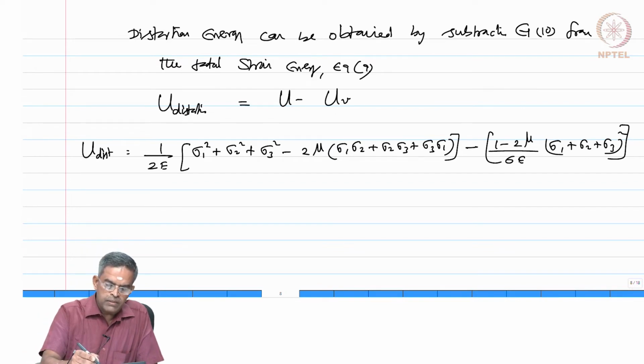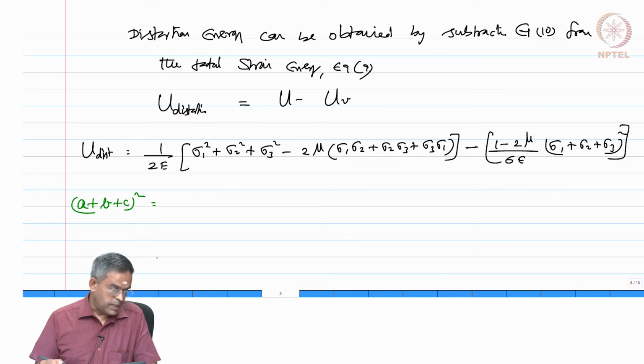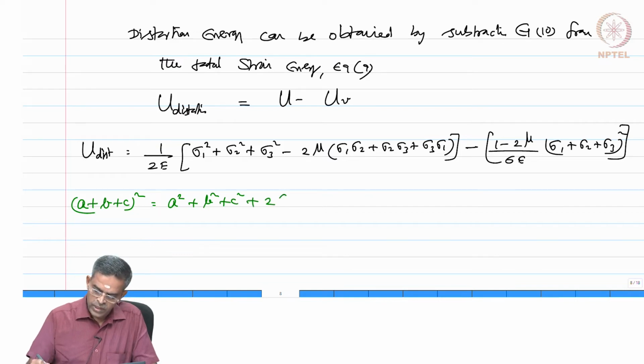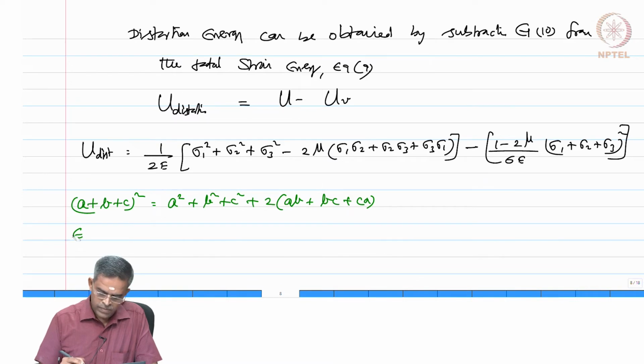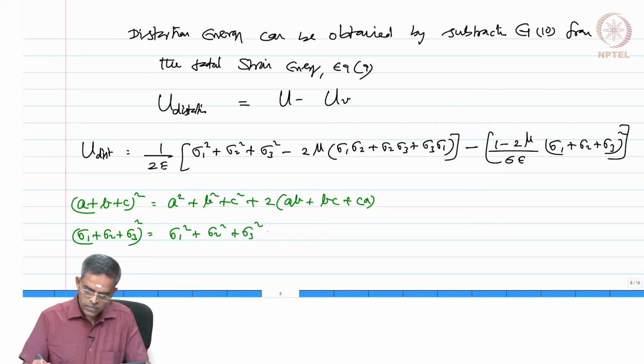So, let us do a simple mathematics here. (A + B + C) the whole square is given as A square, B square, C square plus twice of AB, BC and CA. Hence, (σ1 + σ2 + σ3) the whole square will become σ1 square, σ2 square, σ3 square plus twice of σ1σ2, σ2σ3 and σ3σ1. Am I right?